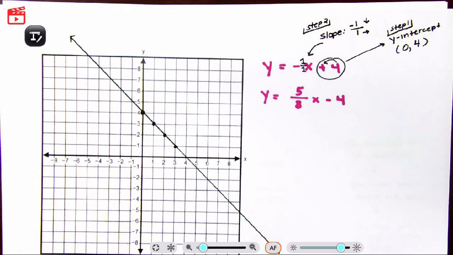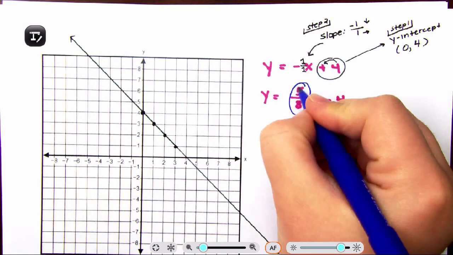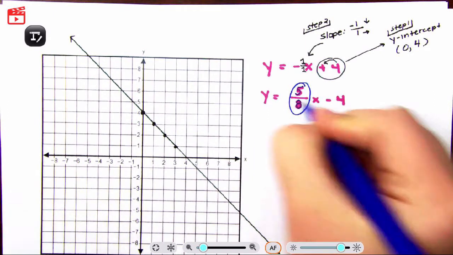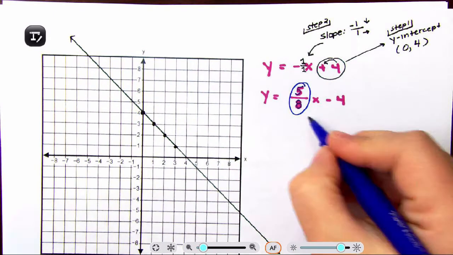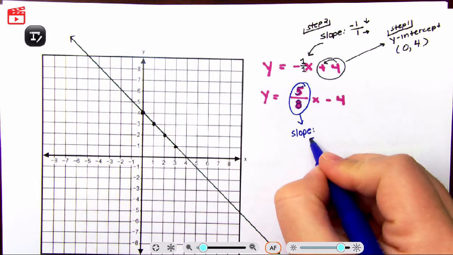Let's do the same thing for the second one. This one here, it's a little bit difficult to see, but that does say 5/8. So that's an 8 on the bottom. So that's going to be your slope. Notice that 5/8 are both positive.